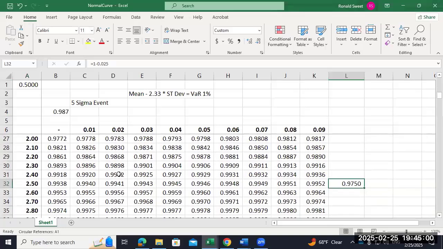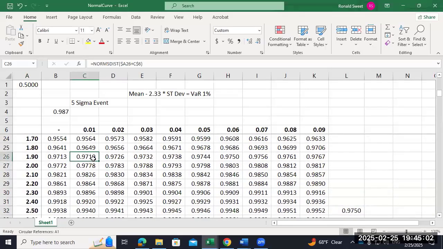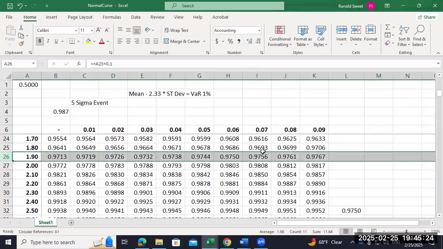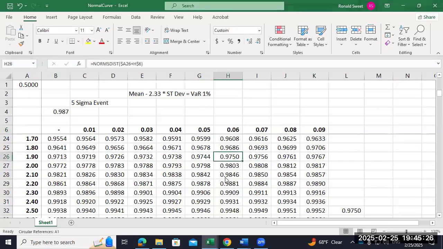0.975. There it is right there. I do try to find round numbers so that you don't have to panic that it's not in there. So 2.5% is one of those that has a round number. So how many standard deviation event is this? 1.96, right? 1.96.